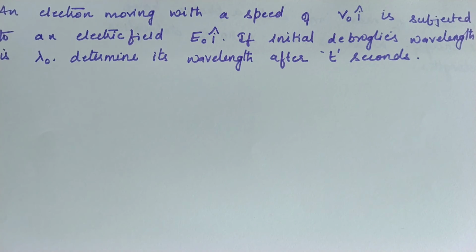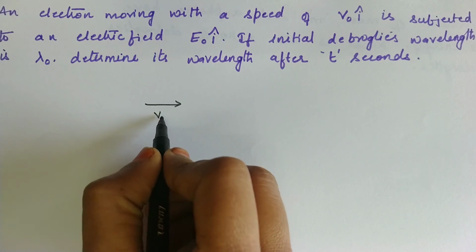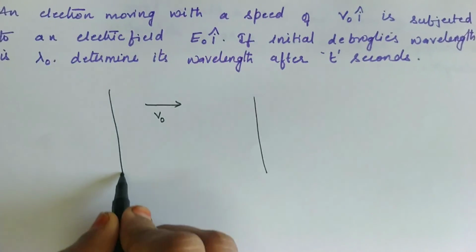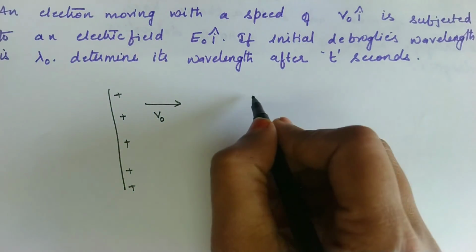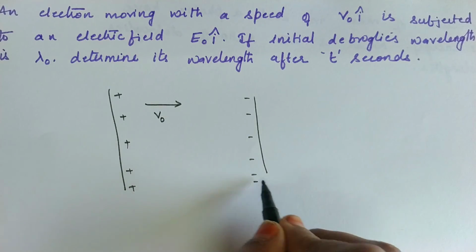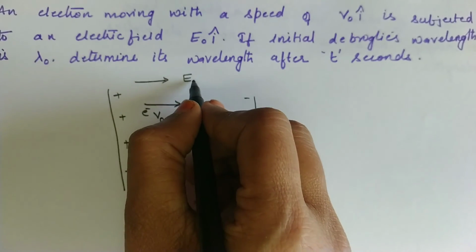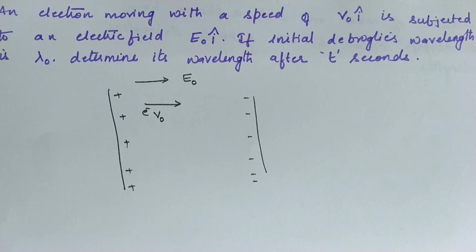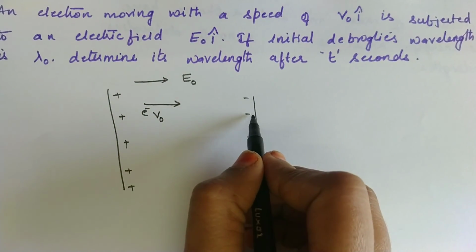An electron moving with a speed v0 is subjected to an electric field E0 I cap. Assume that this is an electron with an initial speed v0 along the x-axis. Now you are applying an electric field, also in the positive x direction. Let this be the negative plate, and this is an electron which is negatively charged. What is the magnitude of the applied electric field? E0 in the positive I cap, positive x-axis. Now tell me what would happen when you project an electron towards a negative plate.